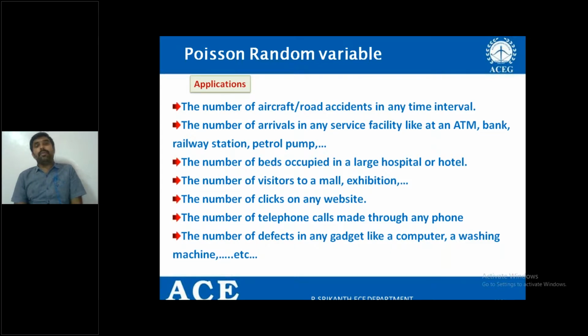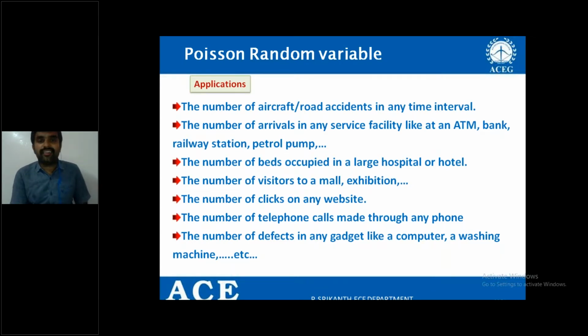the number of aircraft or road accidents in any time interval. So here the specific point is time. Here we are always going to consider a particular time interval. In a time interval, that experiment can be considered, right? So what is the random variable here? The number of aircraft or road accidents in any time interval.